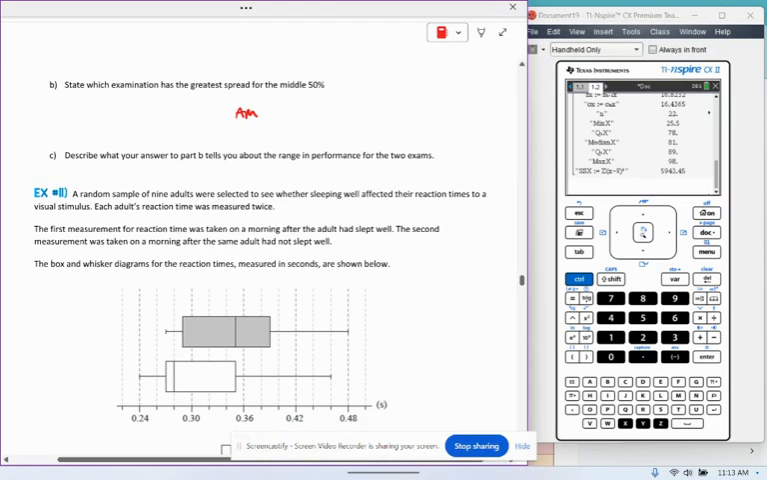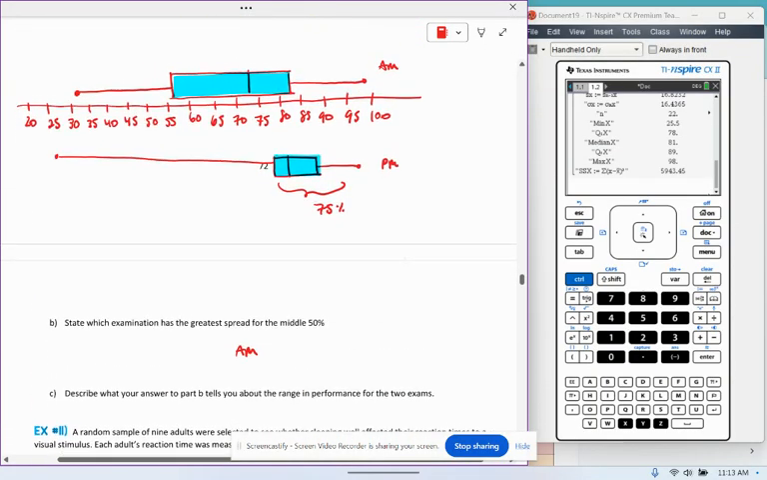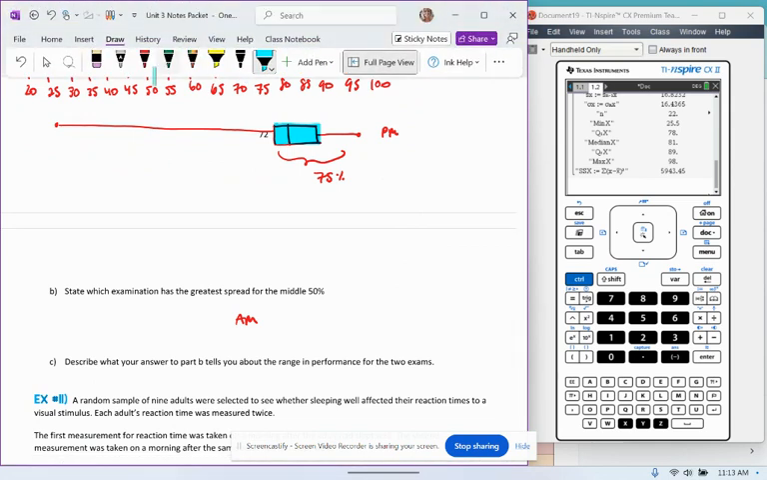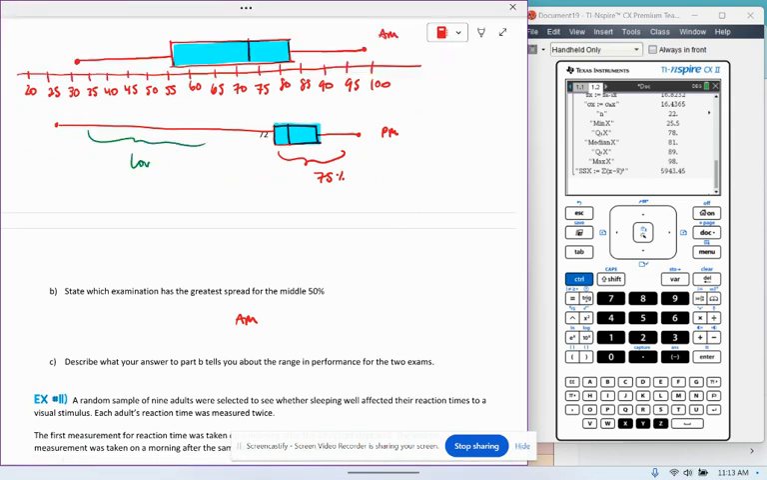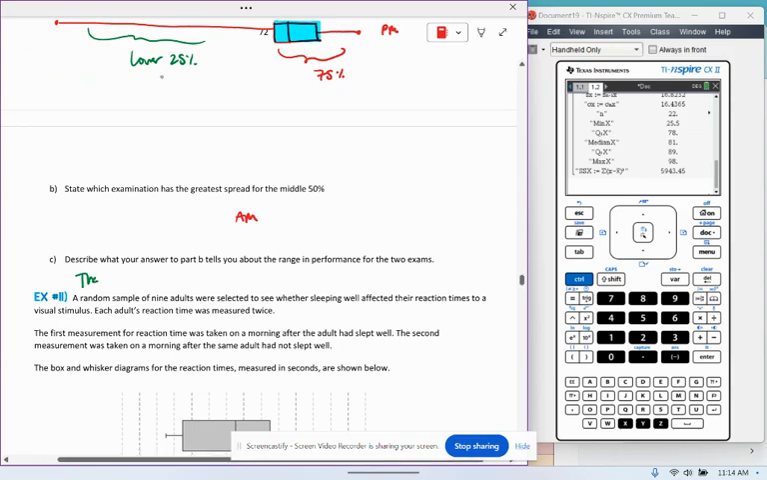Describe what your answer to part B tells you about the range in performance from the two exams. So it means that there's a bigger difference between the 25% and the 75% of the scores, right? There's a bigger difference in this guy's lower 25% versus this guy's lower 25%, right? The lower 25% for the PM is much larger than the lower 25% for the AM.